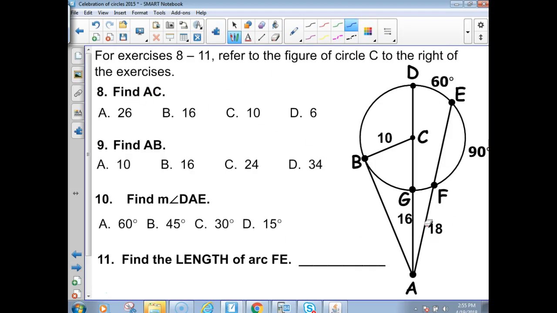It says find AC. I want some help. Why would it be 26? Yes. All right. BC is a radius, CG is a radius, so it's 10. And if I want A to C, and that's 16 down here on the outside, 26 is the answer.